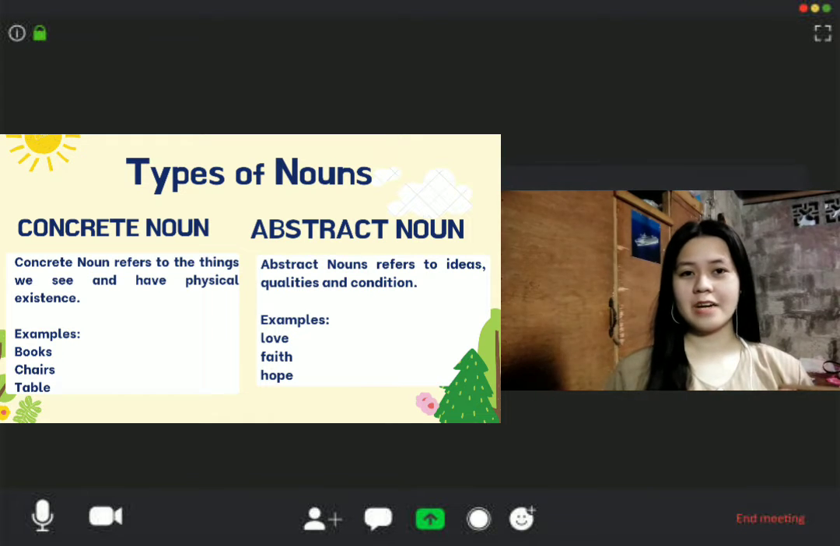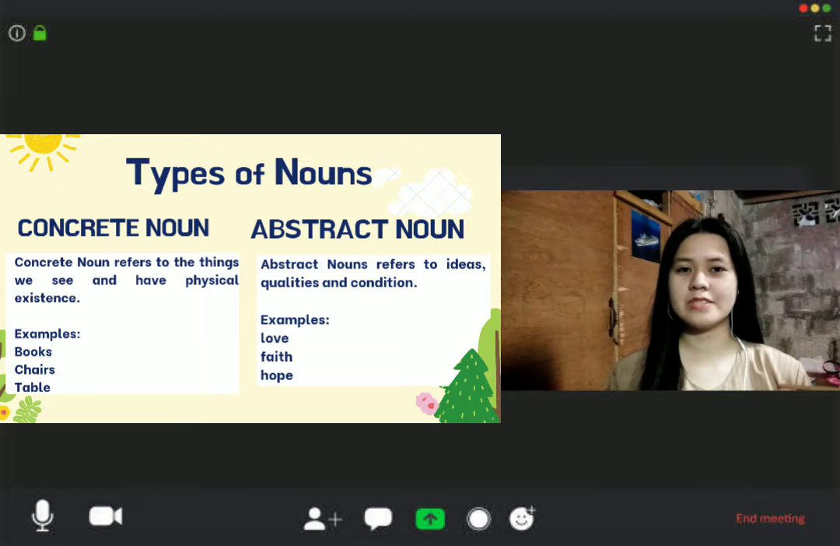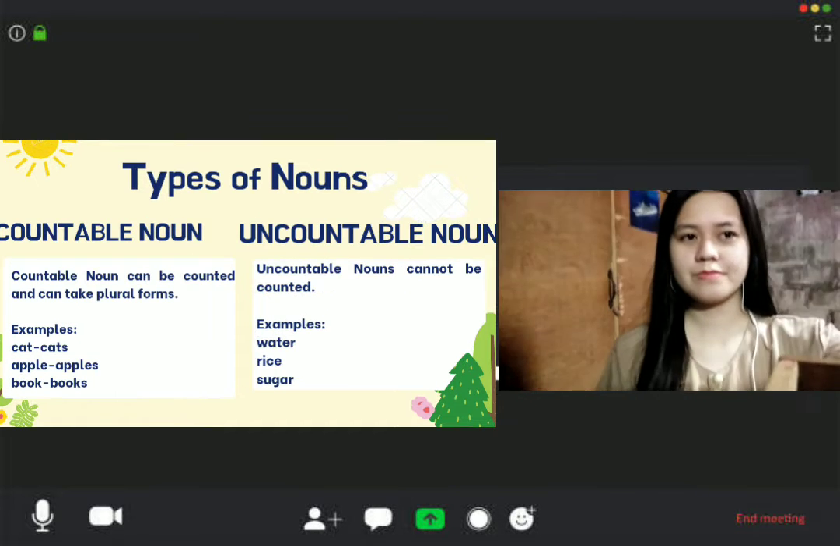Next, we have concrete nouns and abstract nouns. Concrete nouns refer to the things we see and have physical existence. For example, books, chairs, and table. On the other hand, abstract nouns refer to ideas, qualities, and conditions. For example, love, faith, and hope.